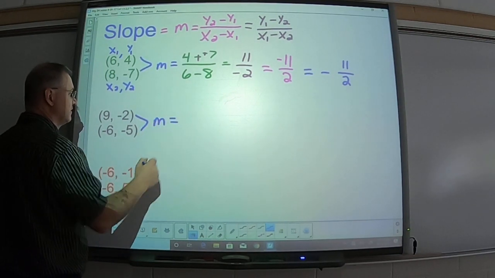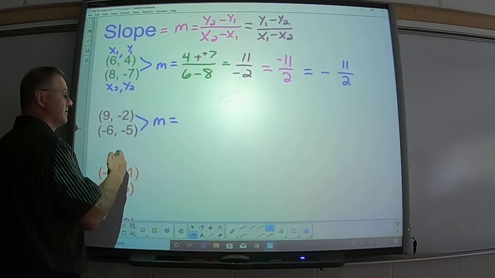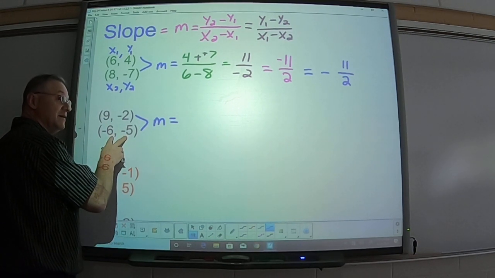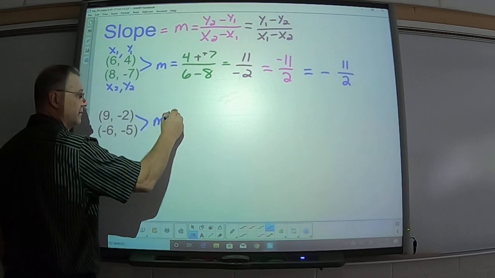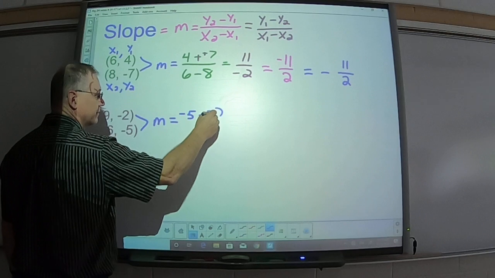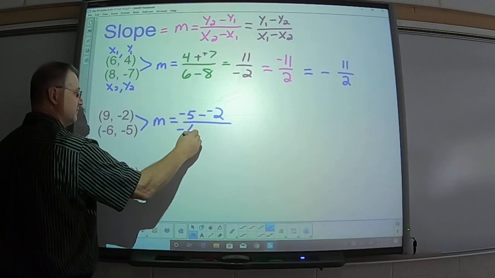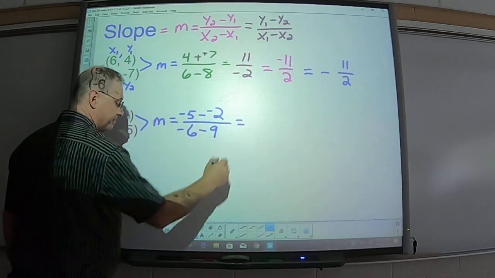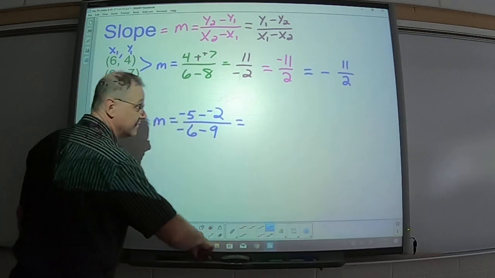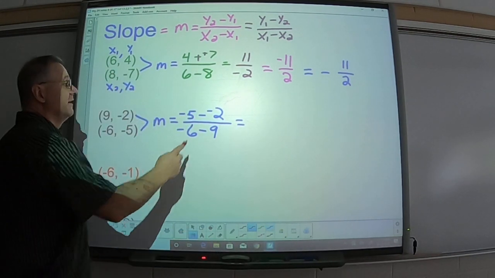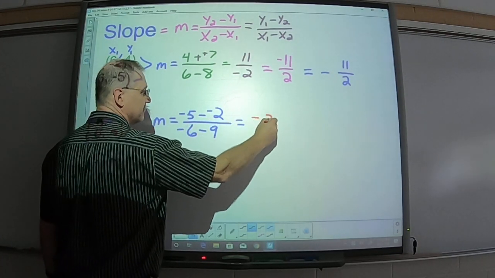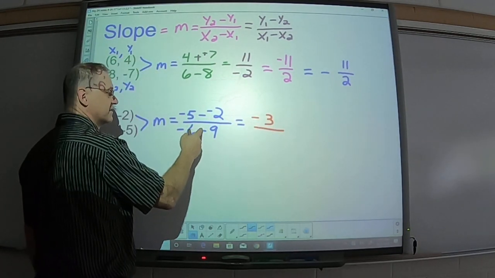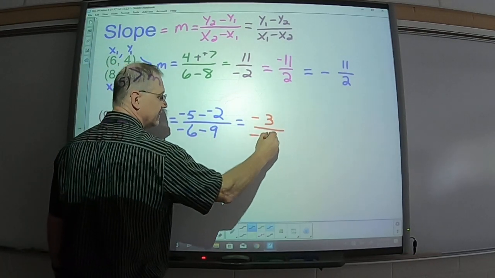M equals, now I'm going to use this one as the y, so I'll do y2 minus y1 in this case, for those who like that better. And -6 minus 9. All right. Just to show you it doesn't make a darn bit of difference. All right. Plus a positive, so -5 and +2 make -3. -6 and -9 make -15.